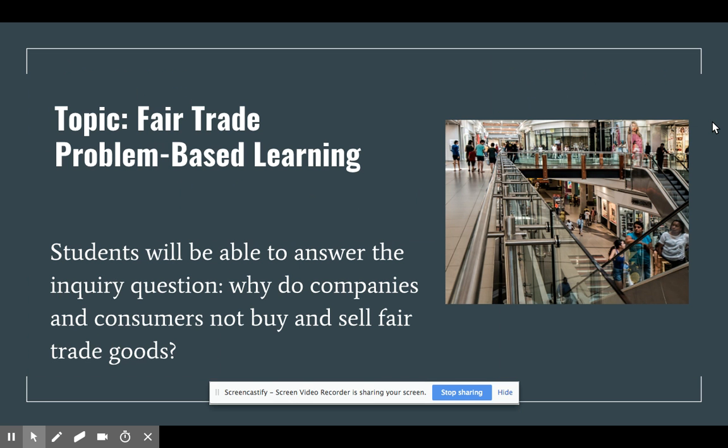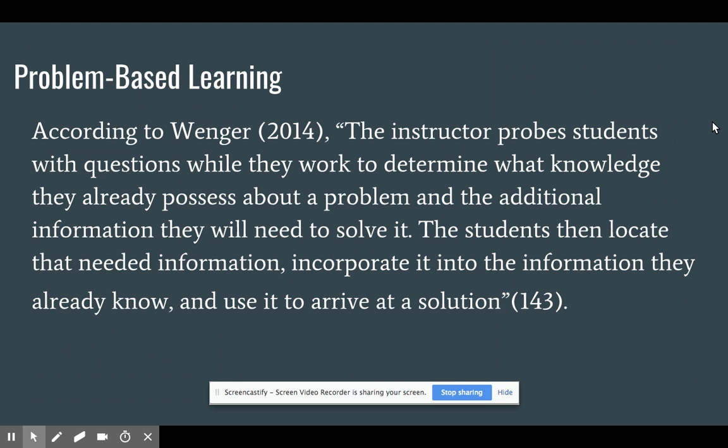If I'm thinking about fair trade topic again, a way to have students learn about that topic through problem-based learning would be to answer the inquiry question, why do companies and consumers not buy and sell fair trade goods? This will require students to learn about why people should buy and why companies should buy and sell fair trade items, but what is really holding society back from following through with these practices?